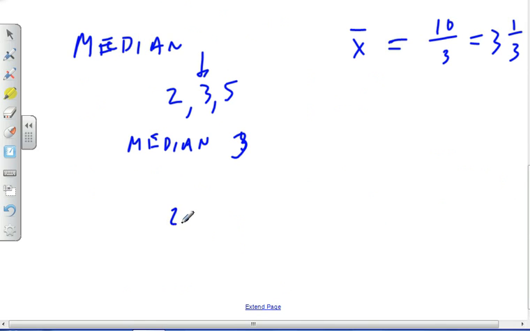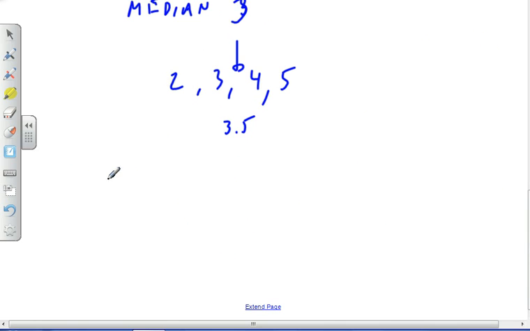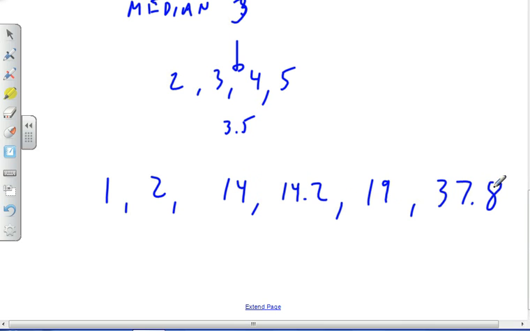If I had 2, 3, 4, 5, my median would be between the 3 and the 4, so it'd be 3.5. If I had 1, 2, 14.2, 19, 37.8, then my median would be in between those two middle numbers, and my median would be 14.1. So if I have an odd number, my median is one of the elements. If I have an even number of numbers, then my median is going to be halfway between the two numbers on either side.